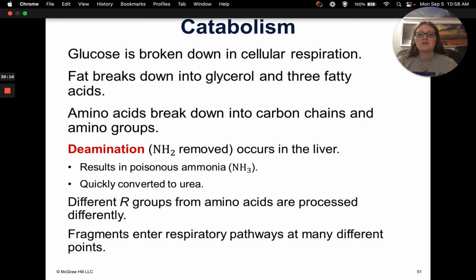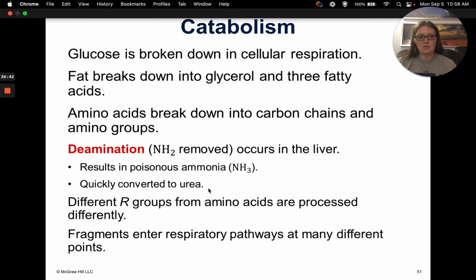So glucose is broken down the most efficiently. Fat breaks down into glycerol and the 3 fatty acids. Amino acids break down into carbon chains and the amino groups. Deamination, where NH2 is removed, occurs in the liver. Sometimes this results in poisonous ammonia, that is NH3, and we quickly try and convert this to urea.